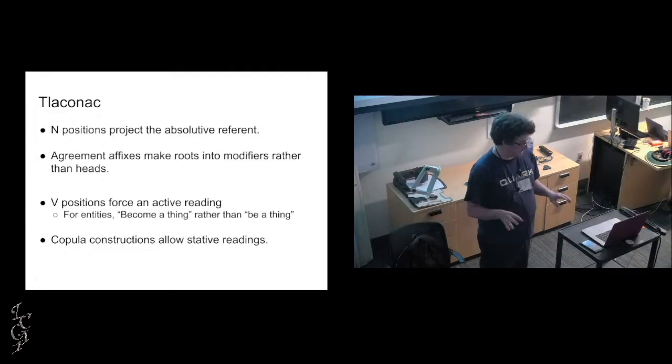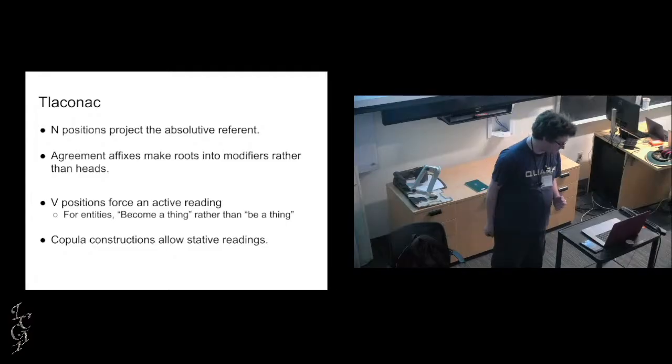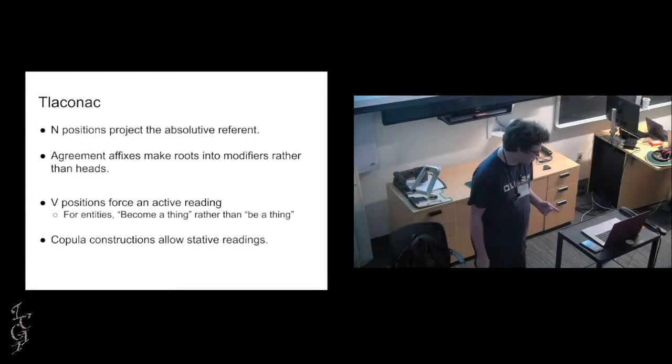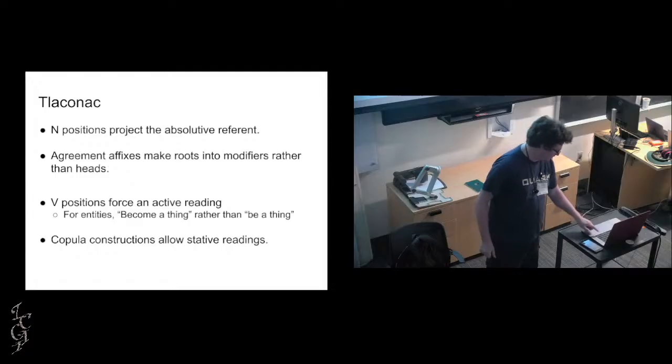It is something that I now look out for when I am reading new grammars. And it is shocking how often I will find some little note somewhere that's like, oh yeah, if you turn this thing into a verb, then it automatically means to become, because that's the easiest way to get an active reading out of an entity. Become the thing, rather than be a thing. And that makes it kind of difficult to say things like, I am Logan. I'm not becoming Logan all the time, I just am. So there are copula constructions explicitly to allow you to force a state of reading out of stuff.